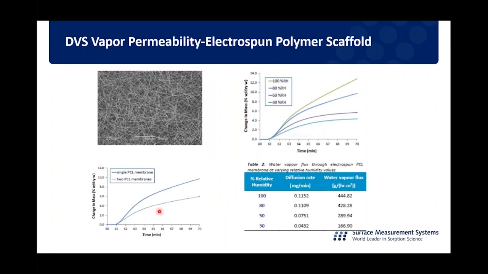That can be done with a wide range of materials. This is just an electrospun polymer. You can see at different relative humidities, I will get different rates going across that membrane, different thicknesses. I can change that as well.